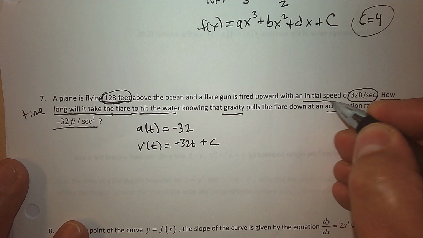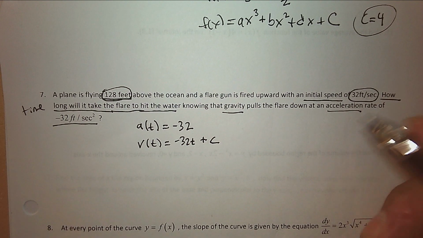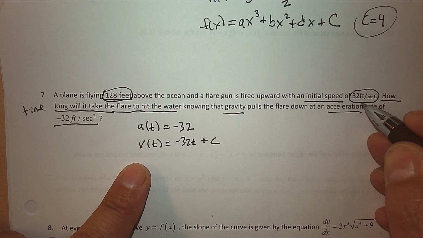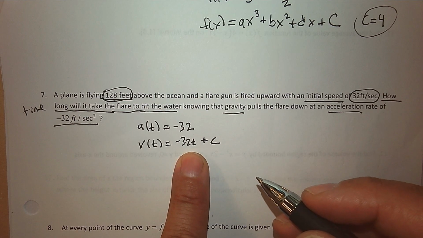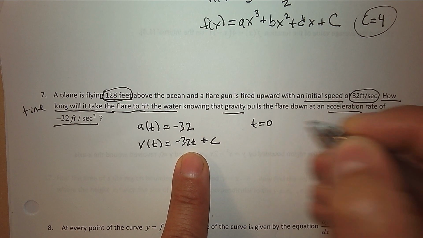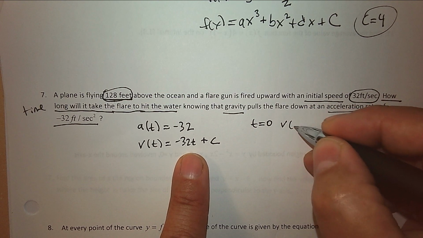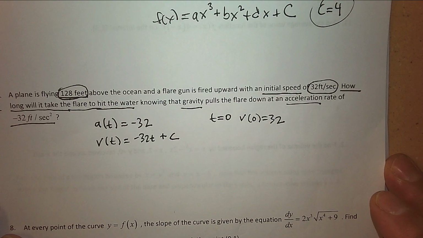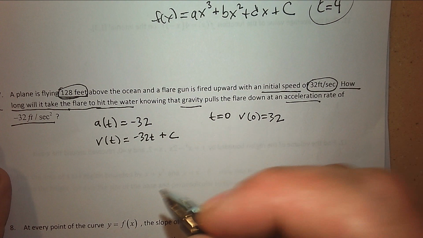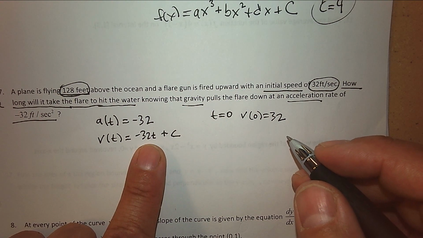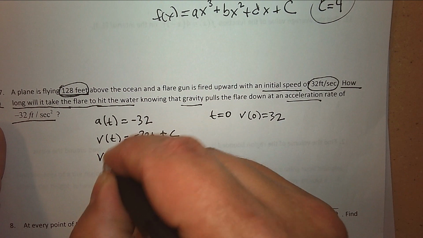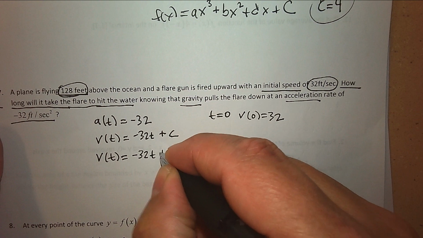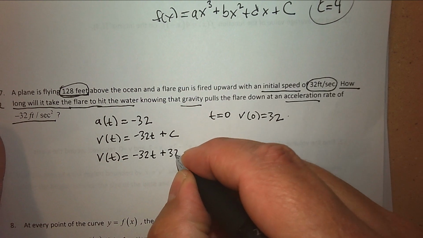What's the initial speed? And I know it's the absolute value of velocity, but if they're both positive, they're equal. What's the initial speed? 32. So if I plug in 0 for t, initial means when t is 0, right? What is the velocity equal at 0, which is 32. So what does that tell me for what c equals when I solve it? Plug in 0 and c would equal 32. So now we have an equation for the velocity, negative 32t plus 32.